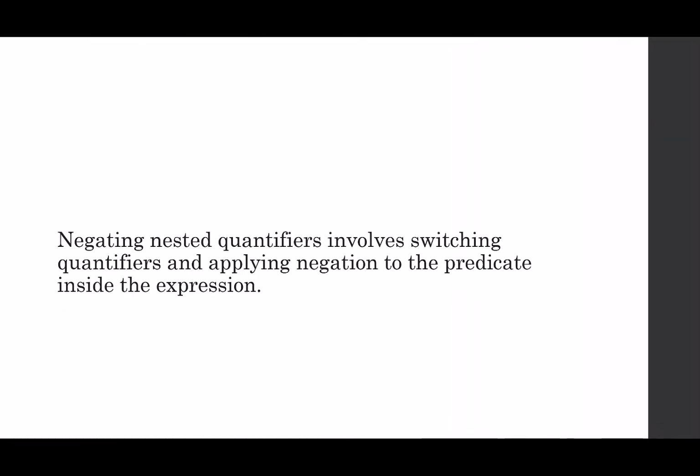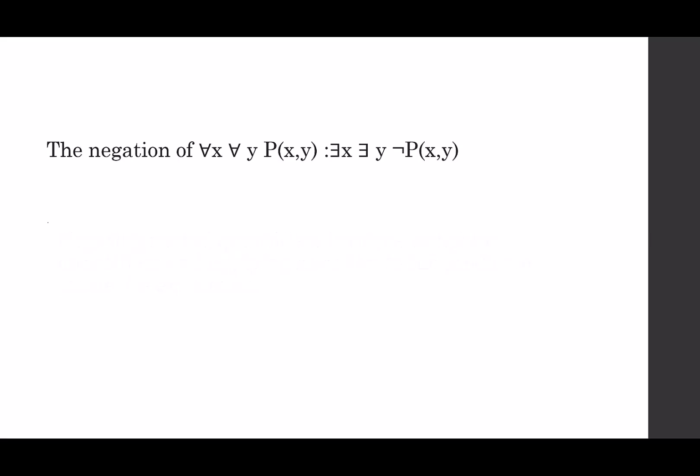As we move on to negating nested quantifiers, we're going to have to switch the quantifier and apply negation to the predicate inside the expression. We'll start by looking at the negation of for every x, for every y, P of x,y. The universal for every will switch to there exists. We'll have there exists x, there exists y, not P of x,y.